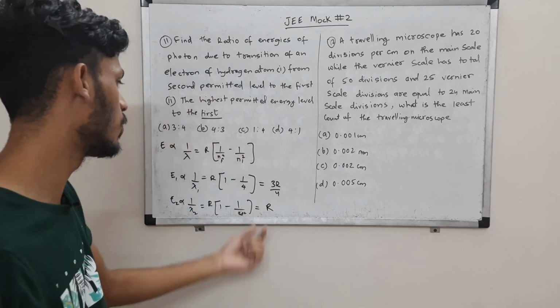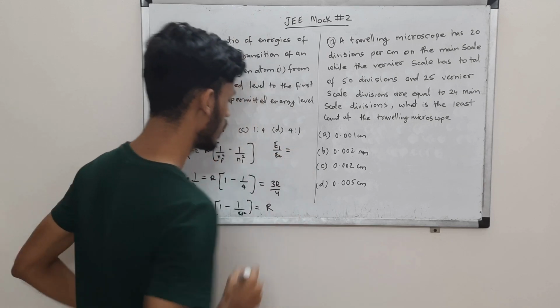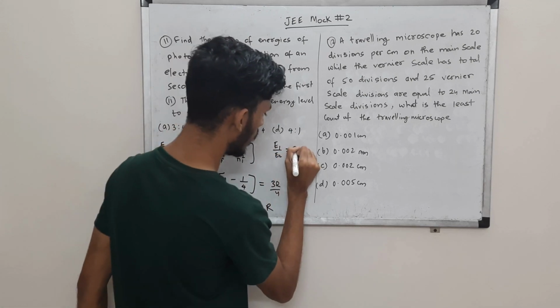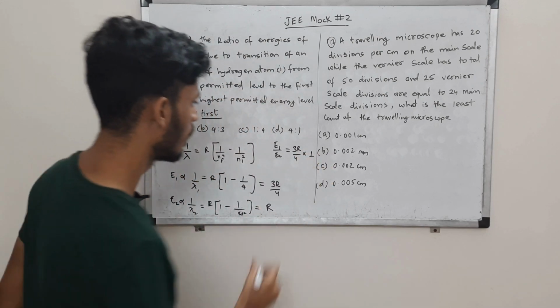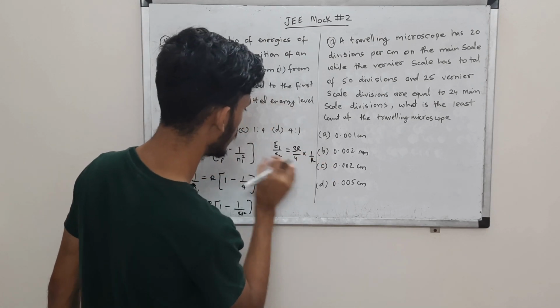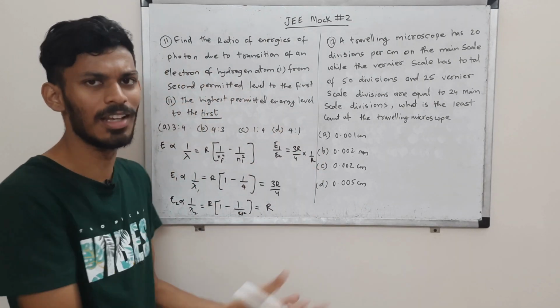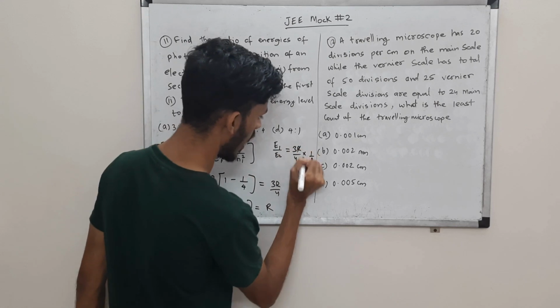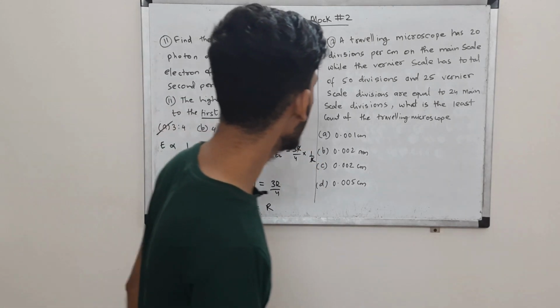So E2 is proportional to r, so their ratio E1 by E2 will be proportional to 3r by 4 times 1 upon r, right? E2 is proportional to r, and E1 is proportional to this. There will be some constant, but when you take the ratio, it will get cancelled, right? r and r will get cancelled. So 3:4, option A.